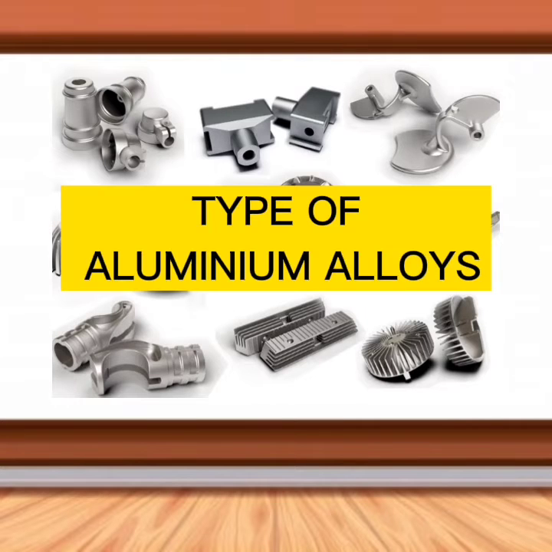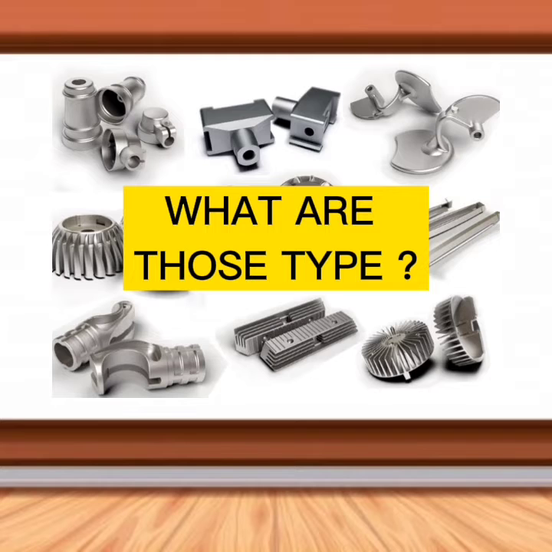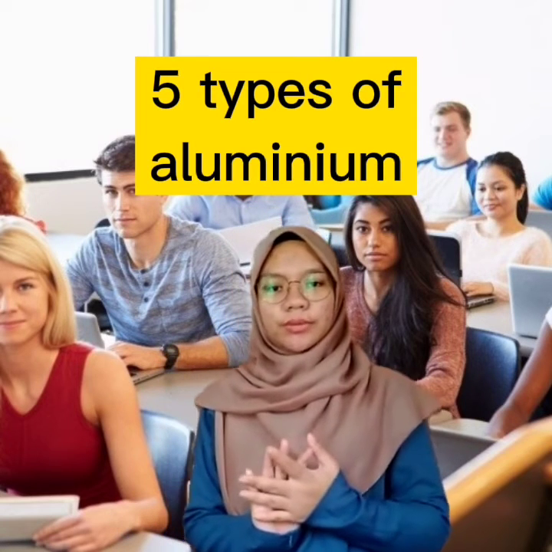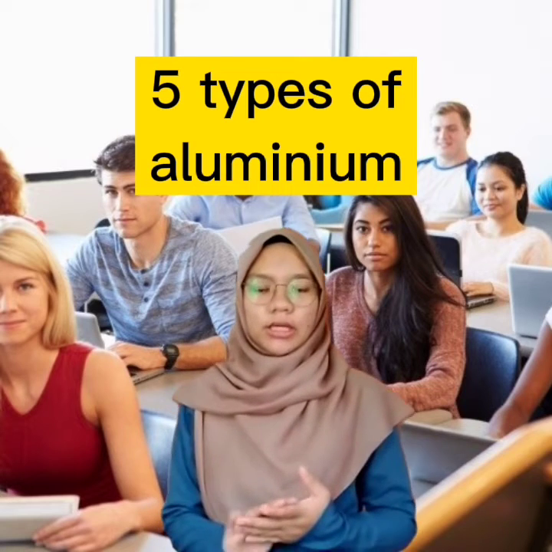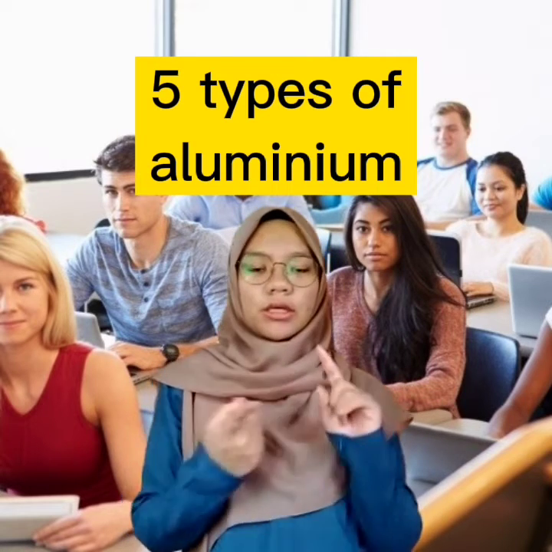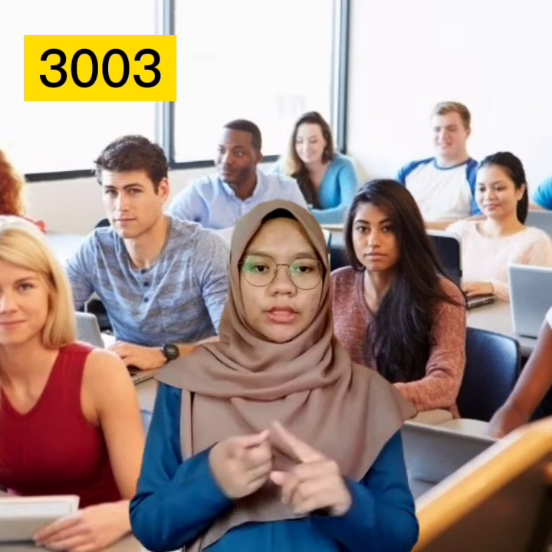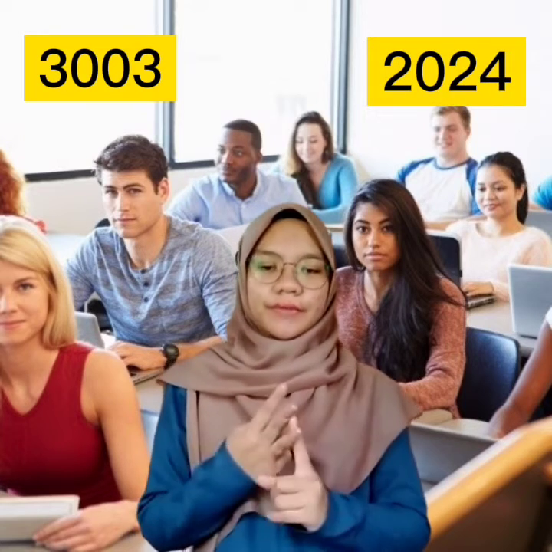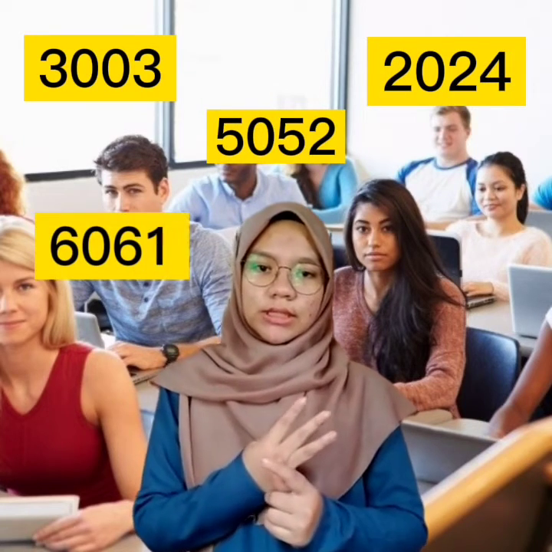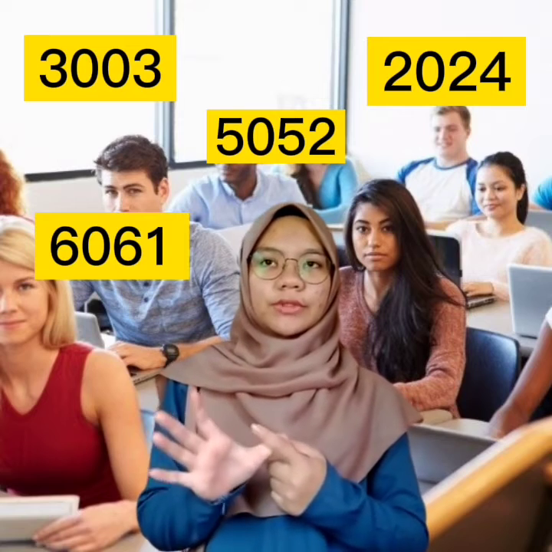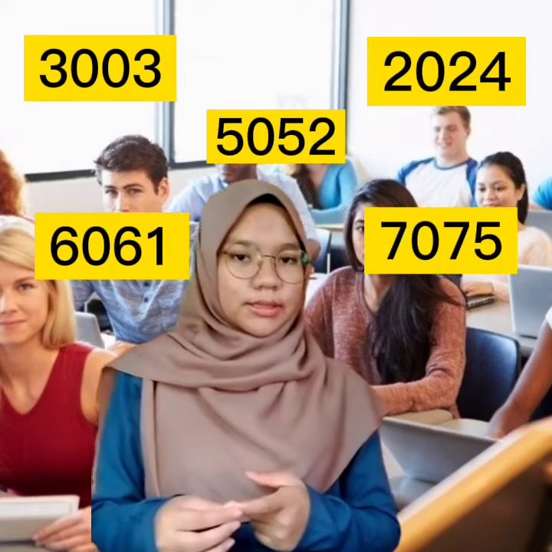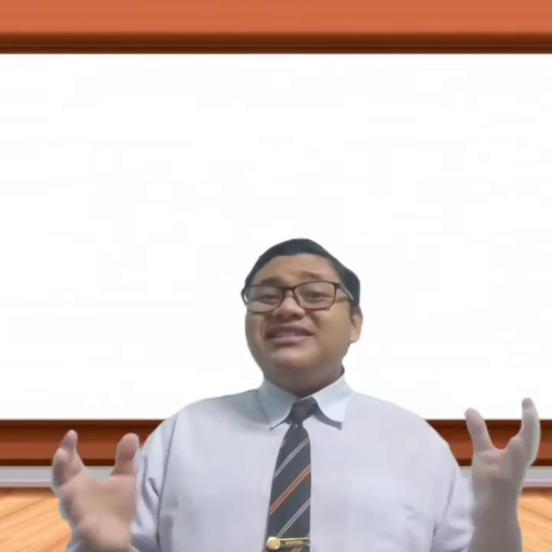Next, types of aluminium alloys. Does anyone know what those types are? Sir, if I'm not mistaken, there are 5 types of aluminium alloy commonly used in aerospace engineering, which are aluminium 3003, 2024, 5052, 6061, and the last one, 7075. Is it right, Sir Arman? How impressive, Hannah! The different composition of these alloys gives them different specific functions.